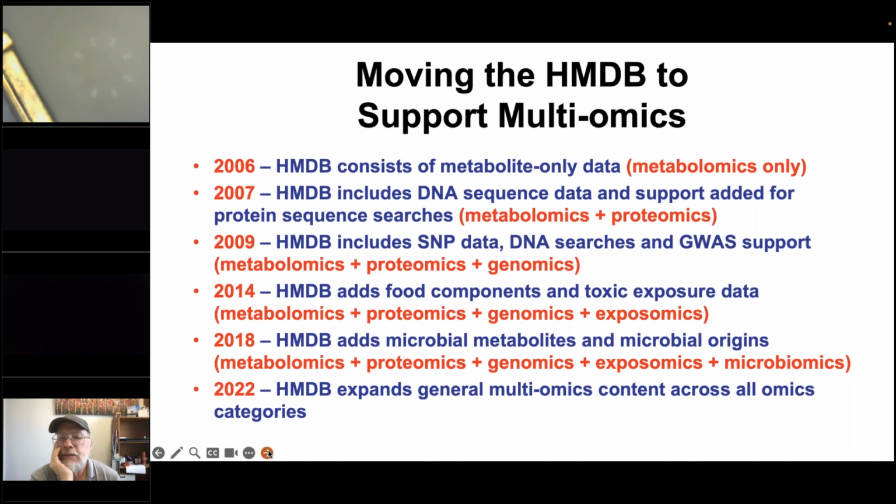The most recent release of HMDB really expanded the multi-omics content even further, and we've been trying to enrich it ever since. So this has been a deliberate plan, and unfortunately, I think people still consider the HMDB as just a metabolome database, but it really is designed to be something more than that. And I think it's arguably one of the most comprehensive multi-omics databases out there.